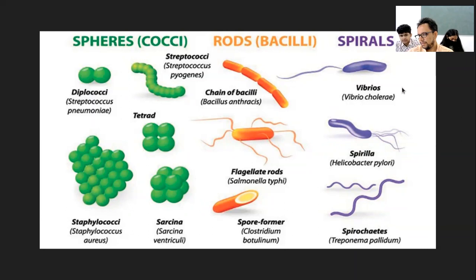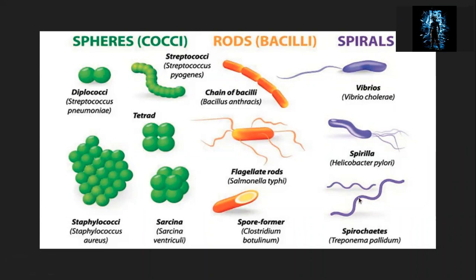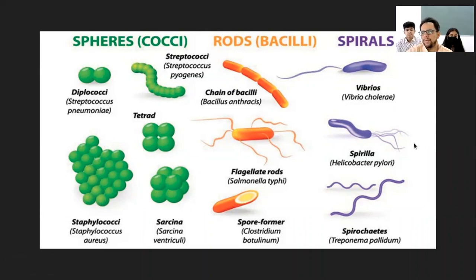Are Bacillus, coccus and all, are they like genus names? Yes. So all these names that we see here, Streptococcus is the genus, Pneumoniae is the species, Staphylococcus is the genus, Aureus is the species. Same for all these bacteria that we know.